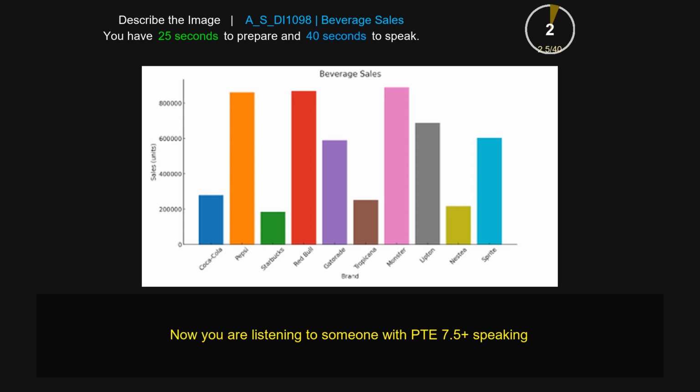This bar chart gives information about beverage sales. From the picture, we can see sales of Nestle and Coca-Cola, where Coca-Cola's sale is higher, which is 300,000. The highest value is for Monster, at more than 800,000, and the lowest one is for Starbucks, below 200,000. There are also many other beverage brands such as Sprite, Lipton, and Red Bull. To sum up, the graph tells about beverage sales.